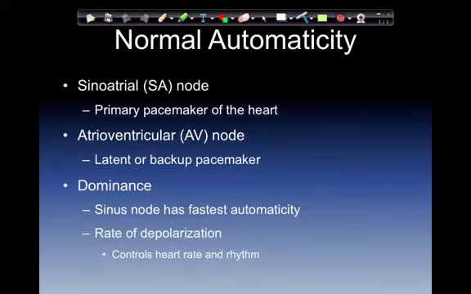Normal automaticity. Now, normal automaticity is our normal pathways: sinoatrial node, the primary pacemaker site of the heart, and the atrioventricular node, latent or backup pacemaker. Dominance. Sinus node has the fastest automaticity, and the rate of depolarization controls the heart rate and rhythm. And we're going to just do a quick review on this.